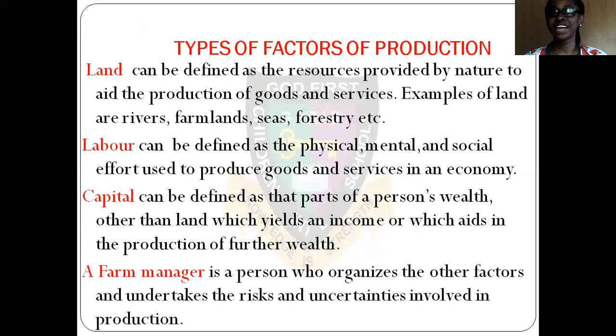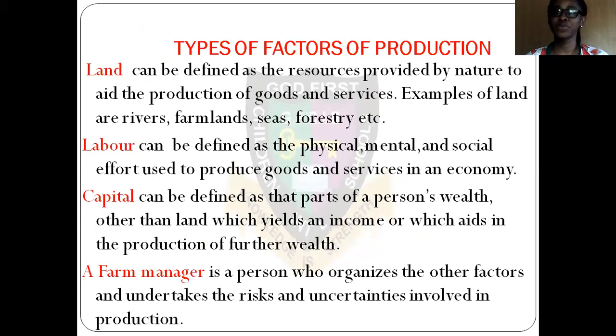Land can be defined as the resources provided by nature to aid the production of goods and services. Land is a natural gift from nature. You can find land everywhere around us. When you look at your left, you see land. When you look at your right, you see land. Land is everywhere.